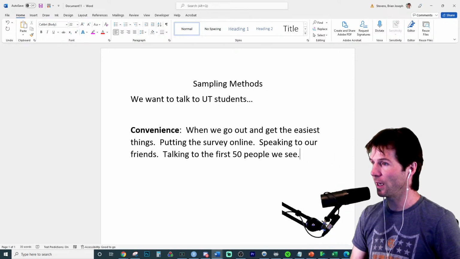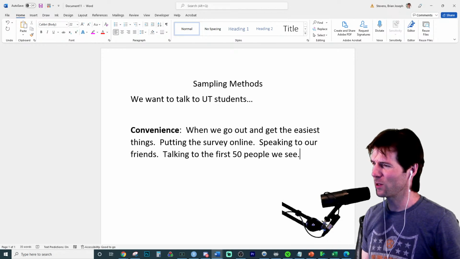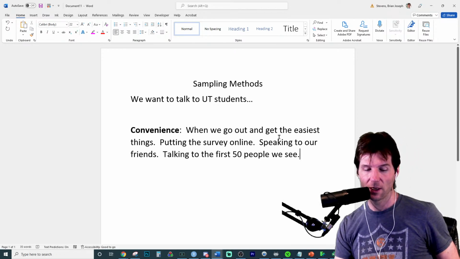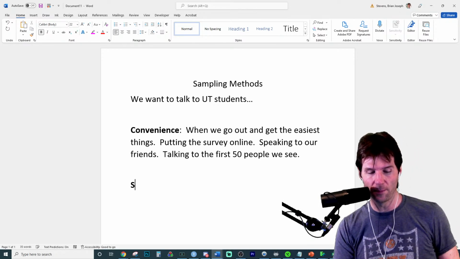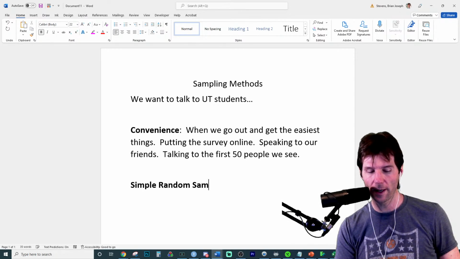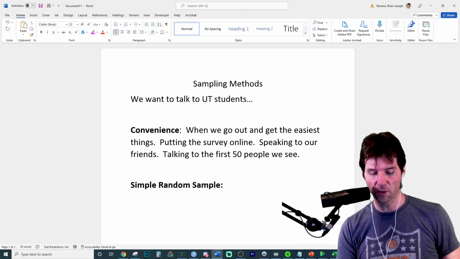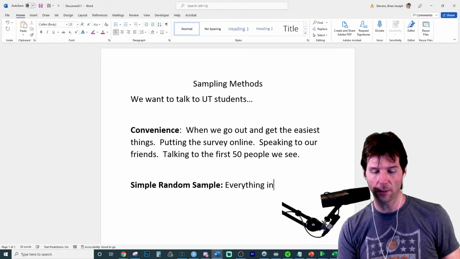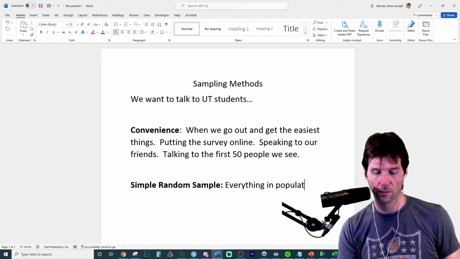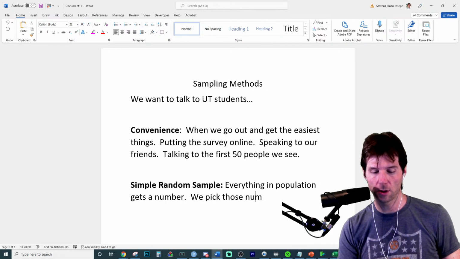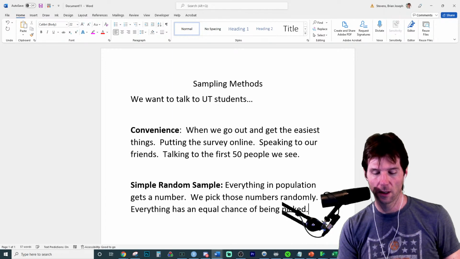You just put the survey online. You ask your parents to fill it out. You're doing some convenience sampling with convenience bias. Now, next we get to simple random sample. And so when we do this, everything in the population gets a number. We pick those numbers randomly. Everything has an equal chance of being picked.